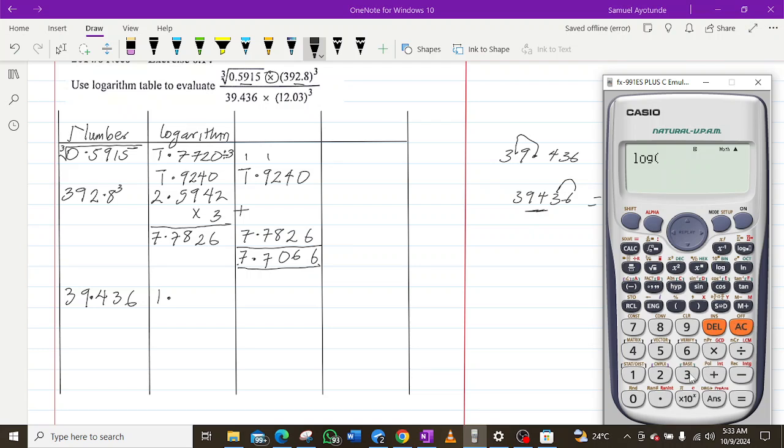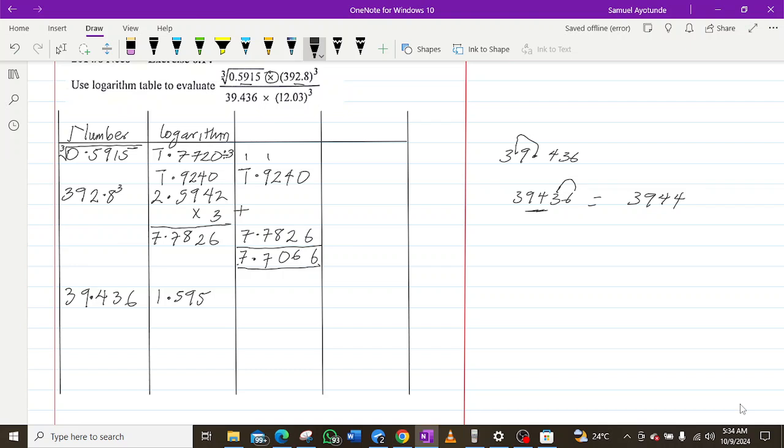Log 3944 is equal to 0.5959. And as we have always done, we only take the first 4 numbers from the decimal part, and in a case where we need to round up, we round it up. So we have 5959. The number after 5959 is 3. Therefore, 3 is a number we round down, so our answer here is just 5959. And that is all about that. It doesn't have any power, it doesn't have any roots.